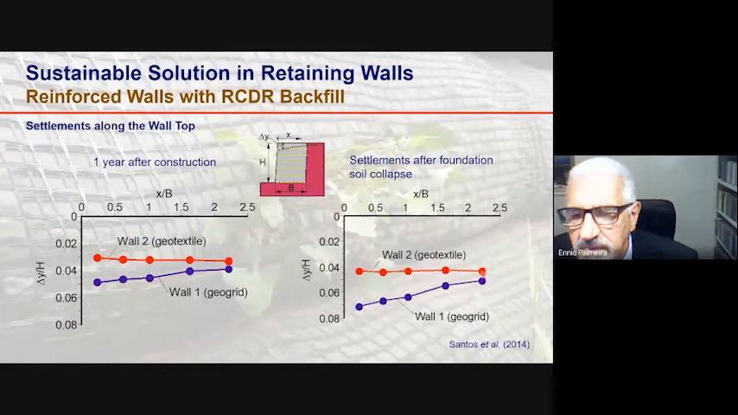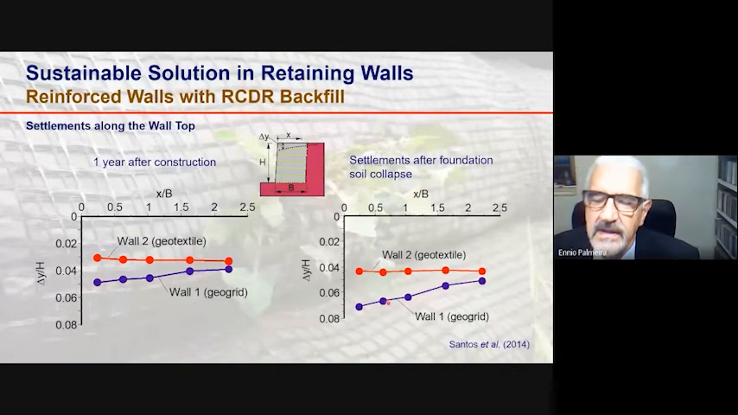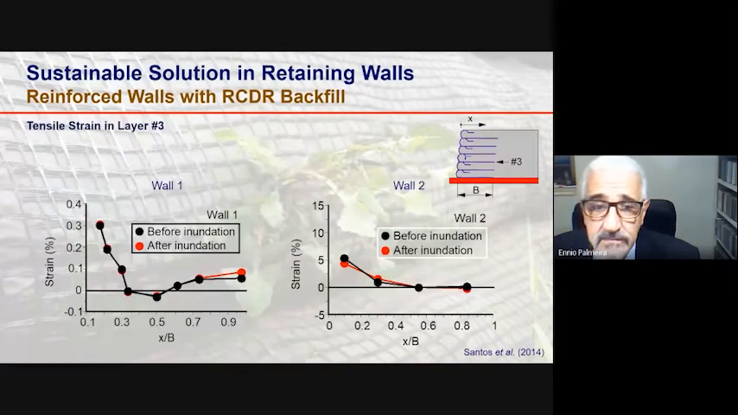a very uniform profile of settlements for wall 2 and a not so uniform profile, or greater settlements, for wall 1 because of the greater compressibility or collapsibility of the foundation soil under wall 1.